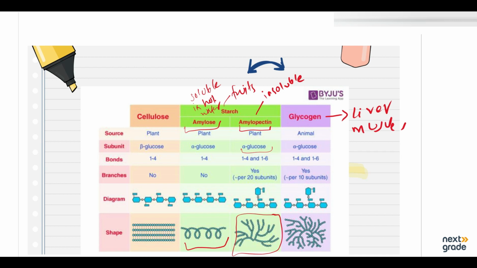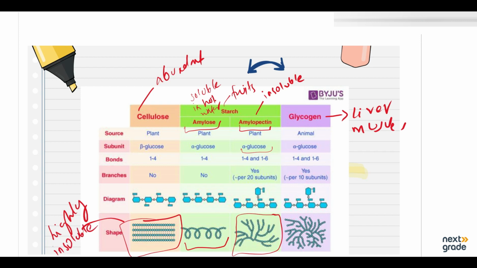So it is the most abundant carbohydrate that can be found in nature. Cotton is an example of cellulose, right? So it is a pure cellulose. It is the main constituent of the cell wall in plants, and it is highly insoluble in water. You can see the structure here, it is highly insoluble, right? So it is not digested in the human digestive tract.